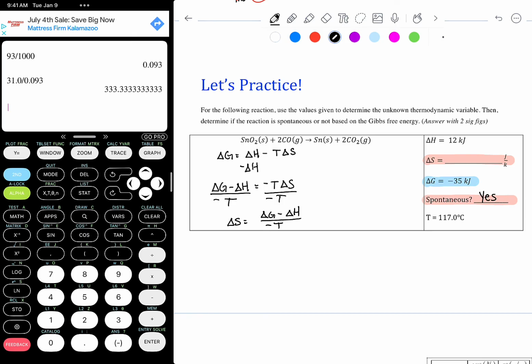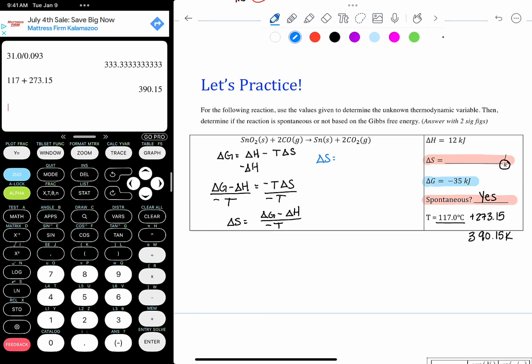So now, since I have all of those variables given to me in the problem, I can solve for delta S. Now we have to remember that T is given to us in degrees Celsius, and we need it to be in Kelvin. So we want to add 273.15 to that. So we get 117 plus 273.15, and we get 390.15 Kelvin.